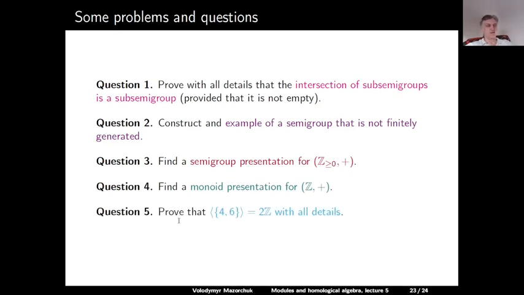And question 5. Prove that the subgroup generated by the integers 4 and 6 inside the group of all integers with respect to addition coincides with all even integers. So prove this with all details.